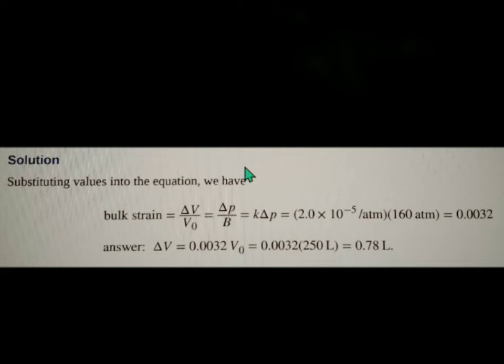Because water has a compressibility 2.32 times greater than oil, if the working substance in this problem's hydraulic press were changed to water, the bulk strain and volume change would be 2.32 times greater.